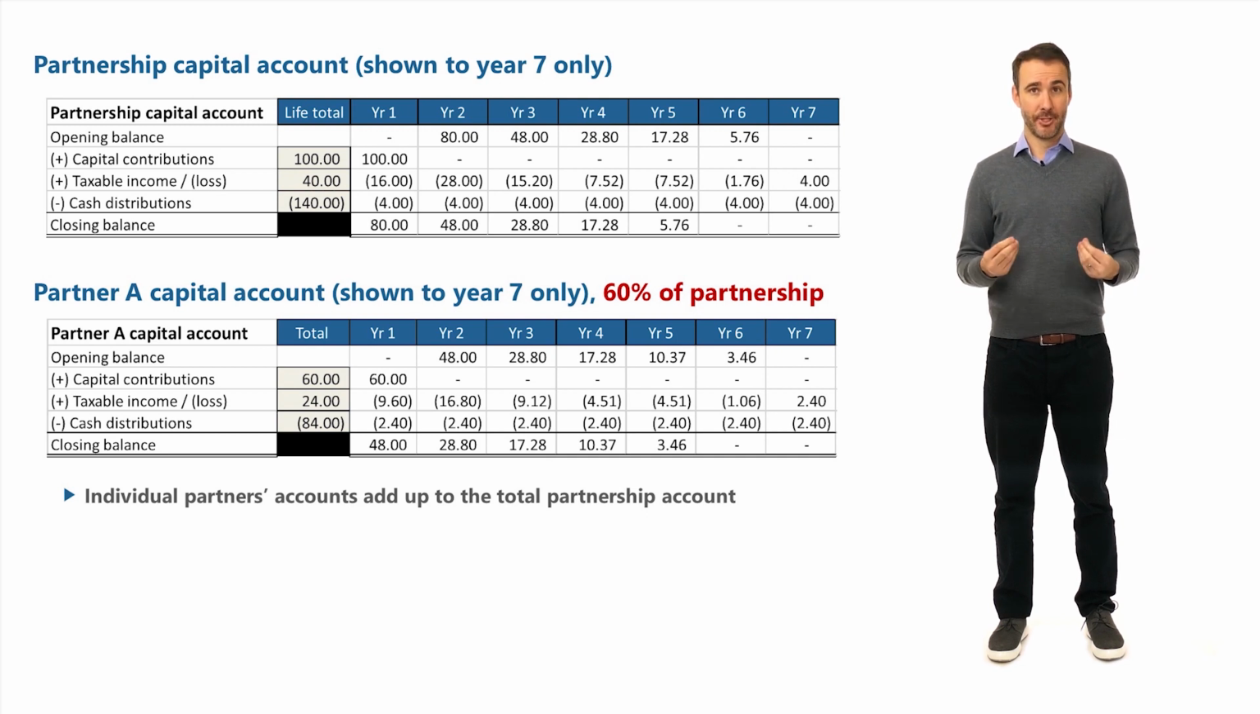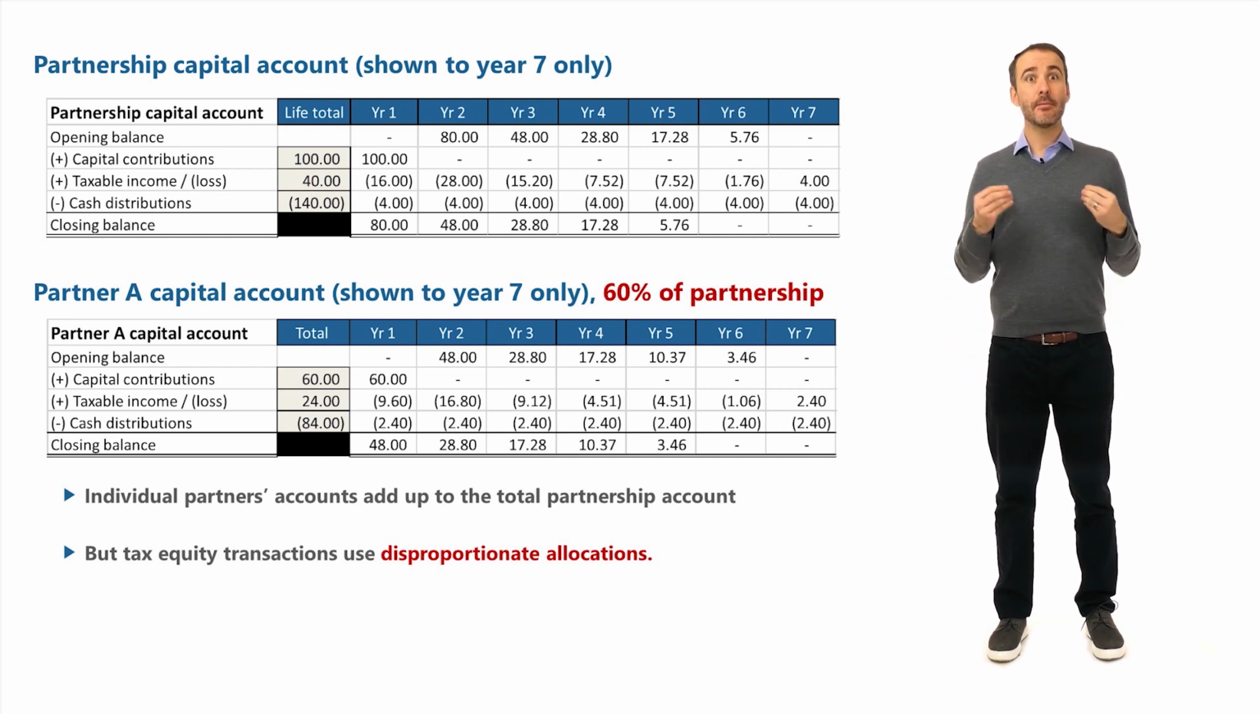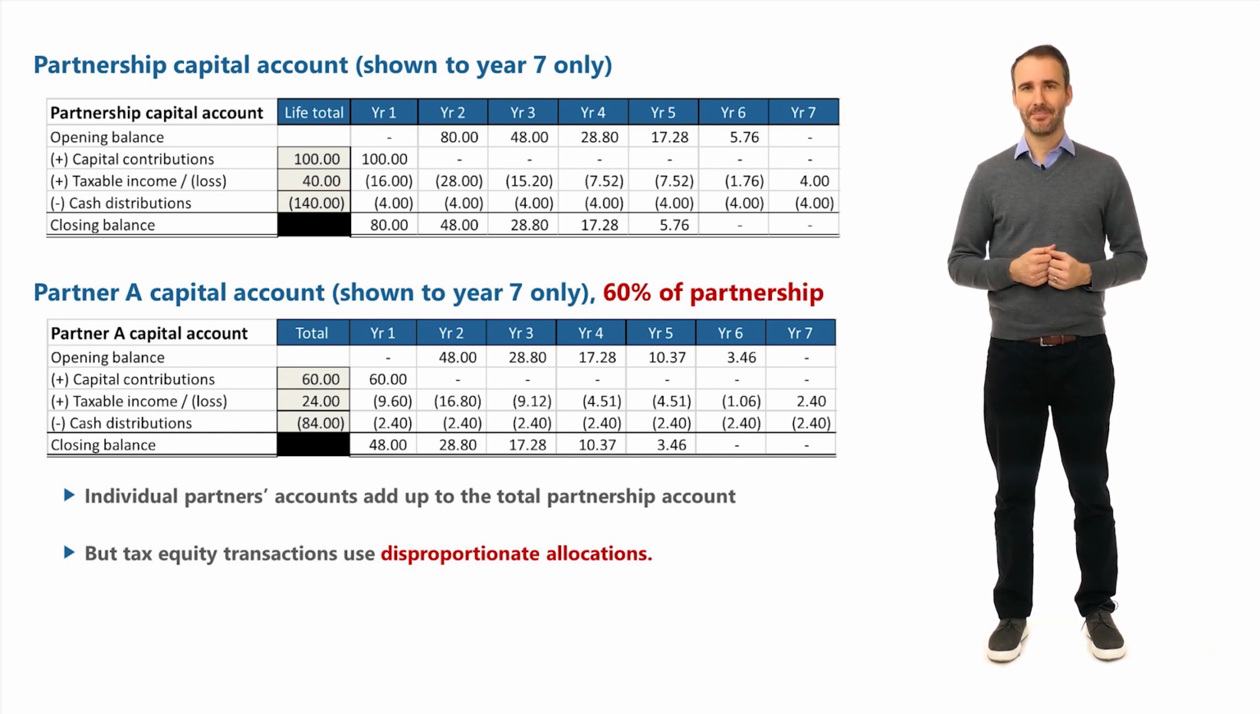However, our partnership has disproportionate allocations which change over time following the flip. And the IRS imposes some rules limiting the amount of losses that any partner can take. And this is where Section 704(b) capital accounts come in, which David can explain.